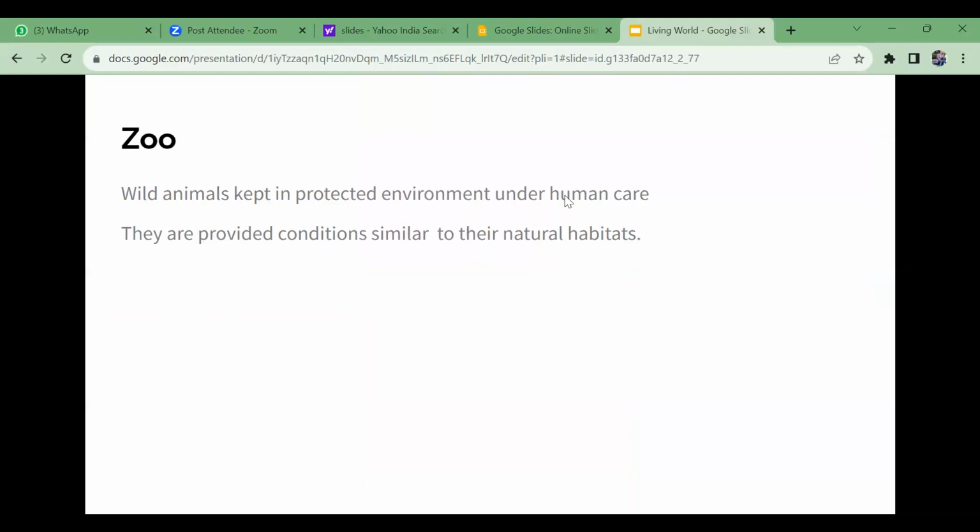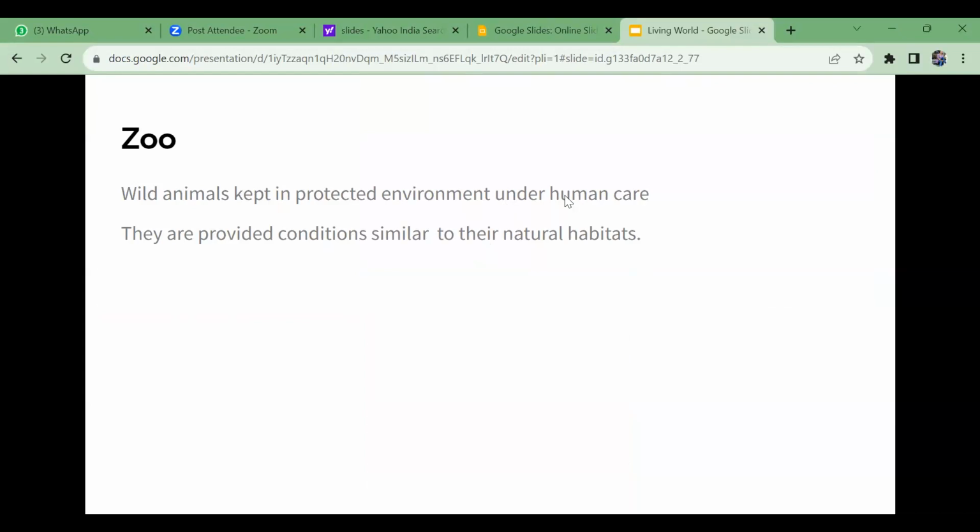Okay, we give the animals a natural habitat. We try to give a natural habitat. There will be questions asking in zoo whether it is man-made habitat or natural habitat. It is like a natural habitat. Man-made habitat means buildings. We don't keep them in complexes or buildings or flats.